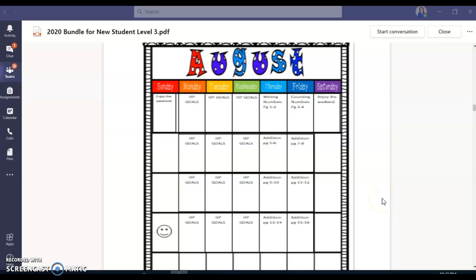Happy Thursday. Today we are going to work on our IEP goals, but this week will look a little different. We are going to look at week number 2. So we are working on addition on pages 5 through 6. And like I said, today is Thursday, so we're looking at the day for Thursday. So let's go ahead and find the assignment. Like I said, it's pages 5 through 6.